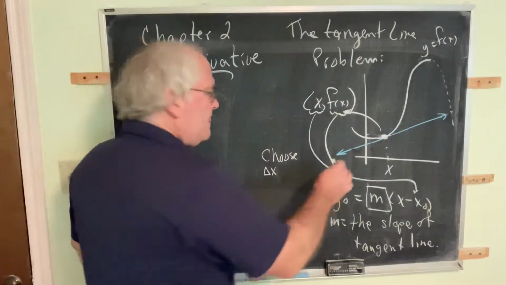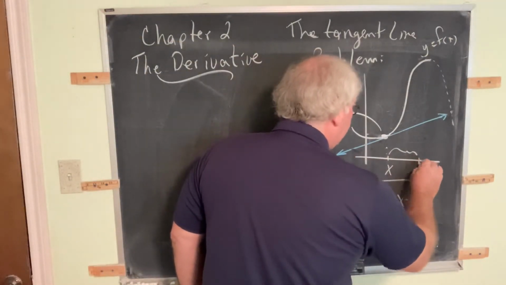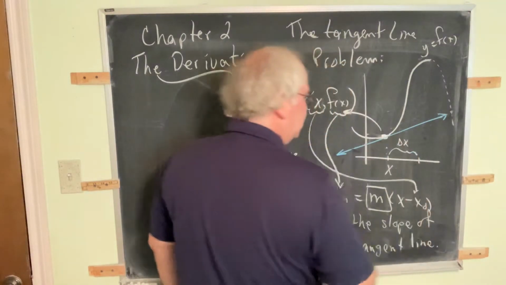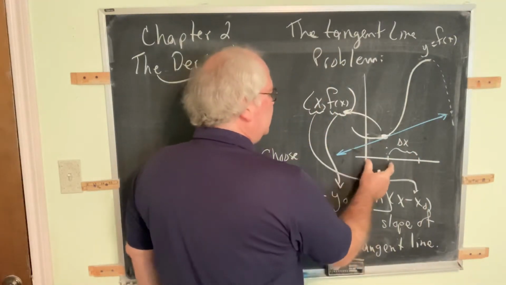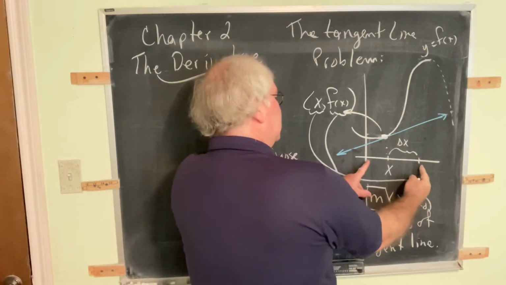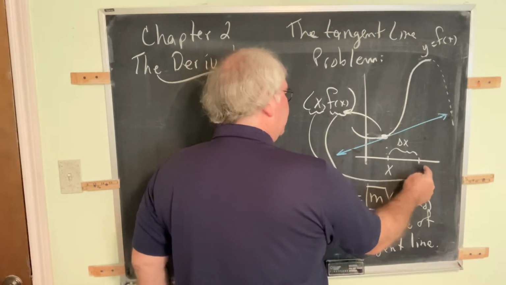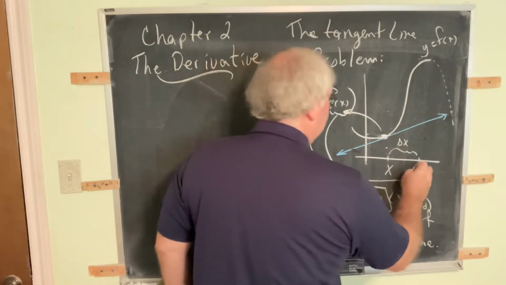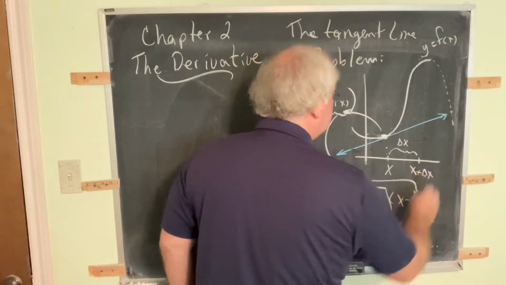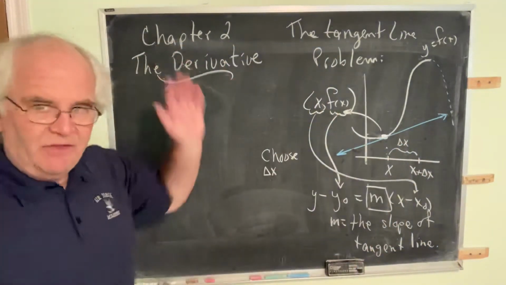And so, we take that value and place it here. This is delta x. Now, if this distance is 3 and delta x is 2, then this total distance is 5 because the coordinate of this point on the x-axis is x plus delta x. Well, we freely choose delta x out of the blue sky.